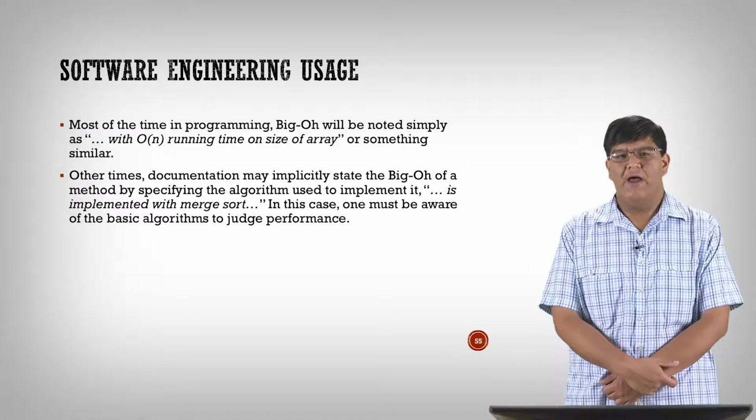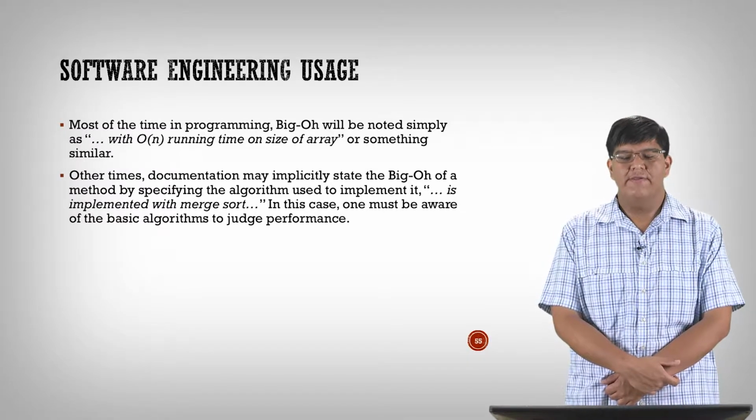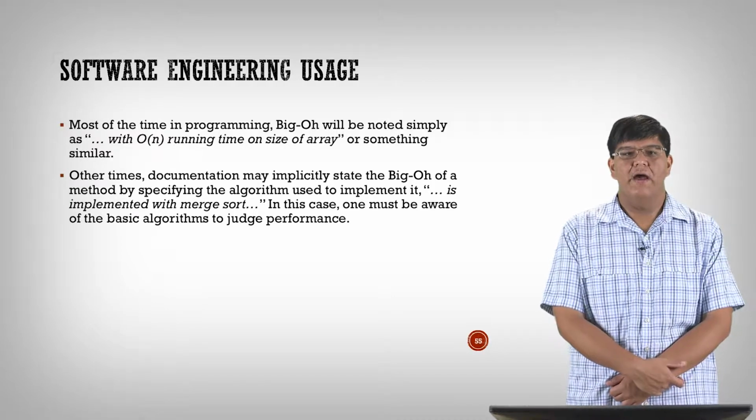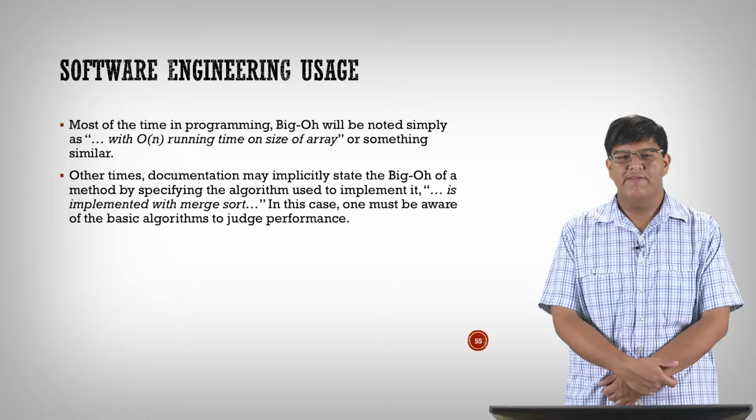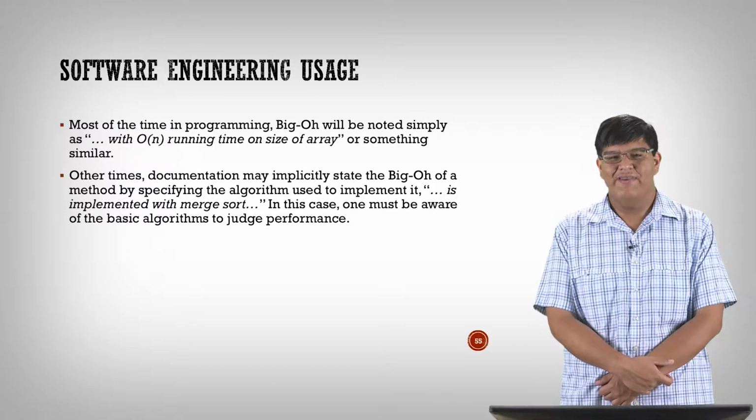Sometimes it'll be up at the top, and it'll say, okay, this function is big O of n. Sometimes it'll be at the bottom. It'll say something like, "with big O n running time on size of an array." So it could be in different places. A lot of times, just do Control F for big O of n.